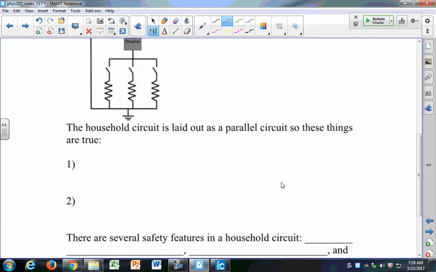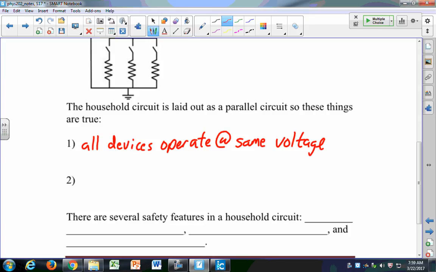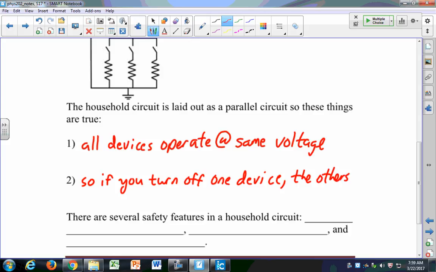And they do this for a couple of reasons. First is so that all devices will operate at the same voltage. And second is so if you remove one item or one device, if you turn it off, the others will stay on. And they're unaffected.